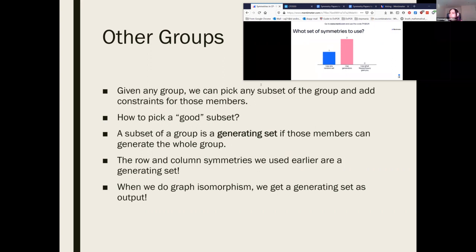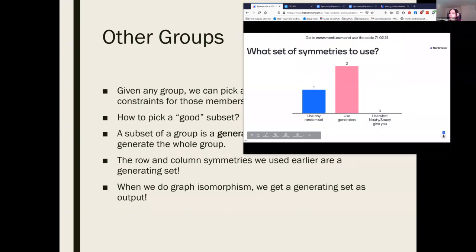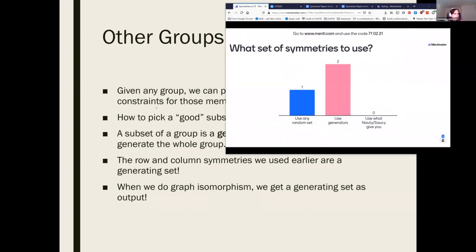So what is best if you are picking a set of some given size? Say the generating set Nauty gives us is 20. Are we best using the thing that Nauty gave us, just any old generating set of size 20, or any old set? Is any old set of size 20 basically as good as any other set of size 20? So what is it like? Anything's good, generating sets are good, or Nauty is good.